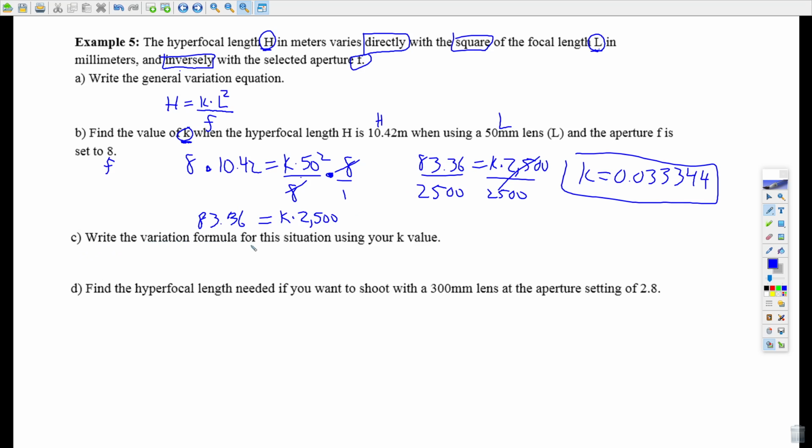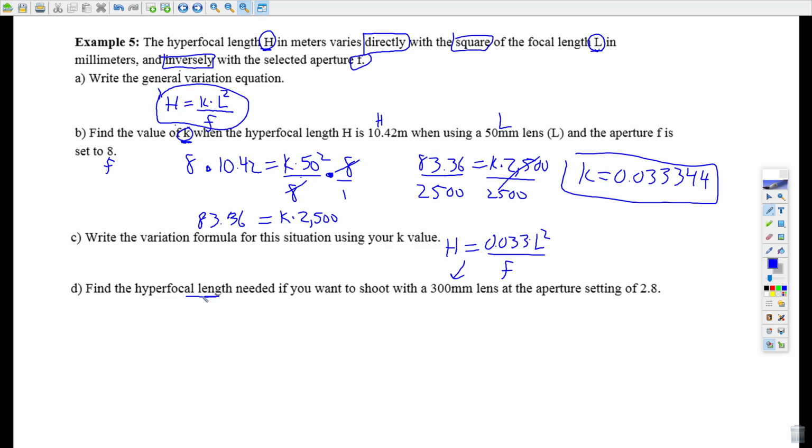All right, part C. Write the variation formula for this situation using your K value. This is where we combine the two. We have our original equation up here, and we put it with our K value. So that would be H equals our K value, 0.033, times L squared all over F. So this is our generic formula now for the situation. And then we're going to use it in the next problem.